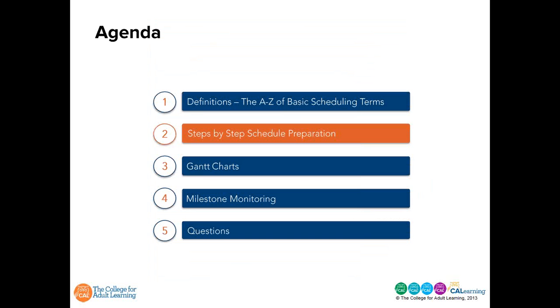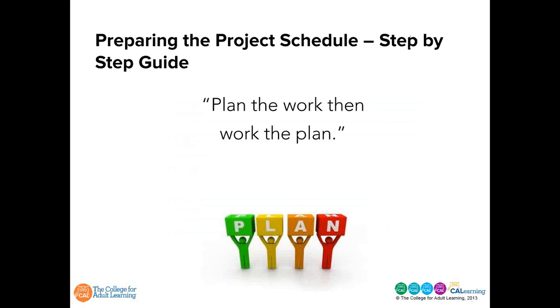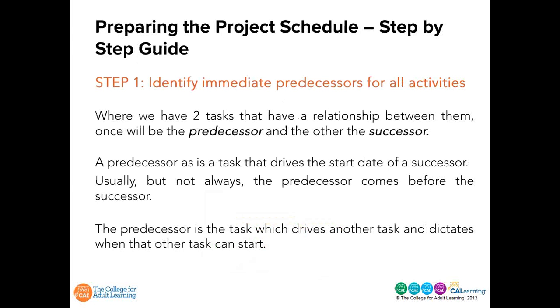Many things such as lead time, lag time, task types, resource availability can affect scheduling. It's important to understand the dynamic effect of these elements, what effect they can have on a schedule. When it comes to scheduling, the old adage, plan the work, then work the plan, really does apply. After you've identified the project activities, you can use the following steps to develop an initial project schedule. So first off, you need to identify immediate predecessors for all activities.